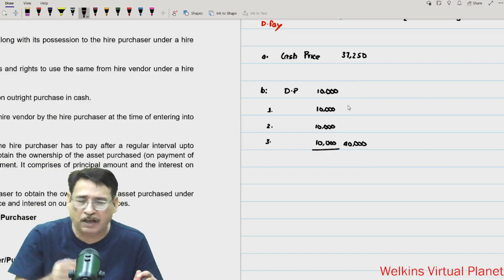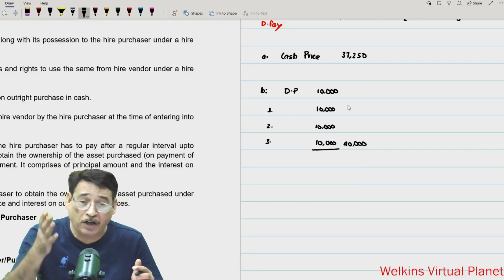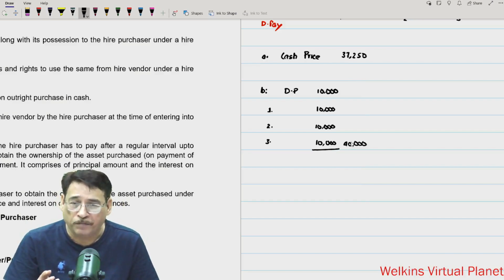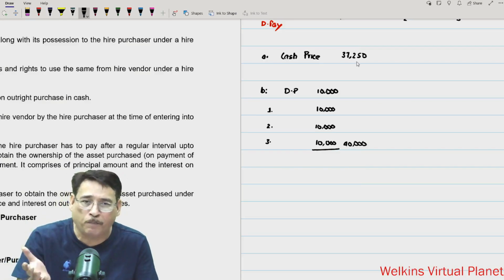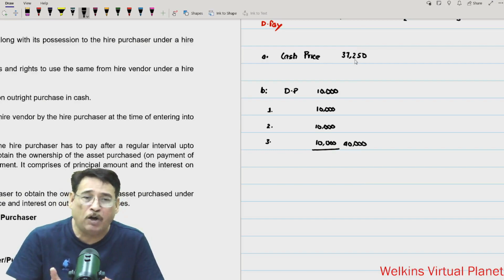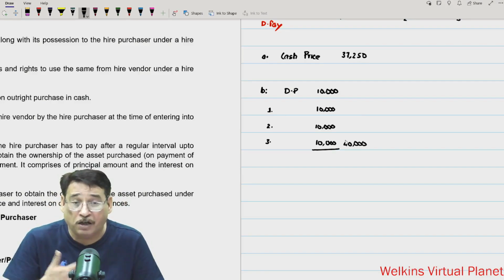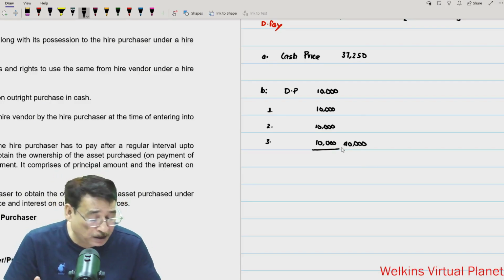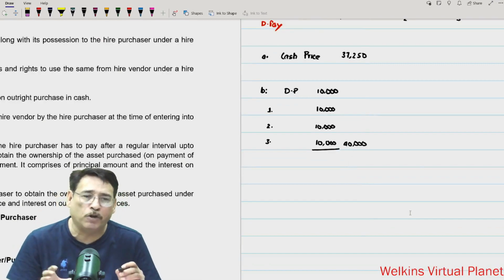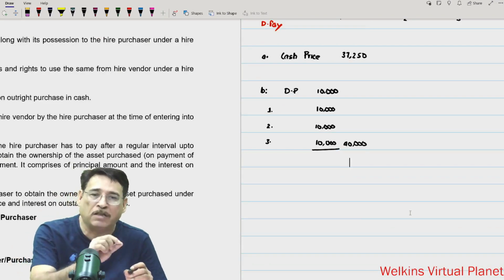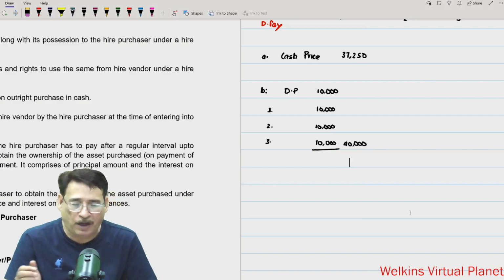Quite obviously, if the seller is going to give you 3 years time facility, he has every right to charge a little bit extra than the cash price. Because if you would have acquired the asset by paying the full amount, you had to pay 37,250. But now here I am taking 3 years time facility. So logically, I will pay a little bit extra, that is 40,000. So if somebody asks you what is hire purchase price, simply put, hire purchase price means down payment plus installments. Is it clear to you? Down payment plus installments sums up what we call hire purchase price.